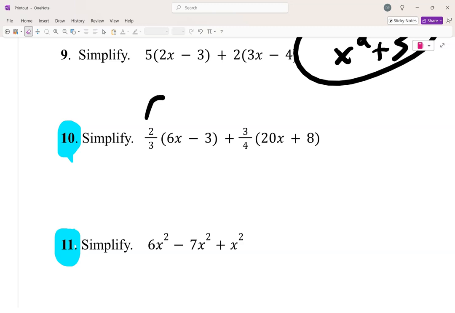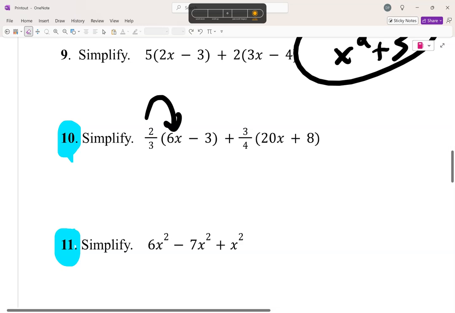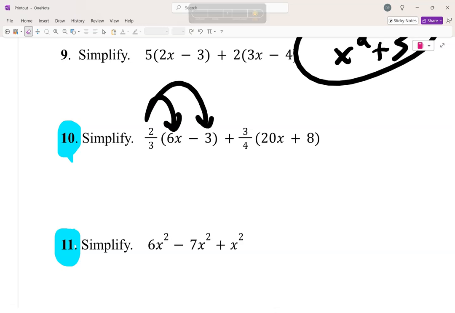All right, 2/3 is going to go there. 2/3 is going to go there.